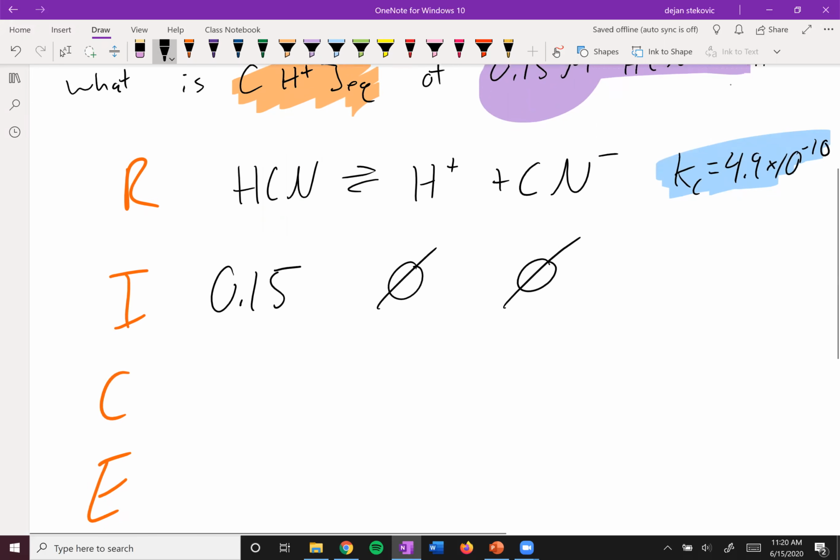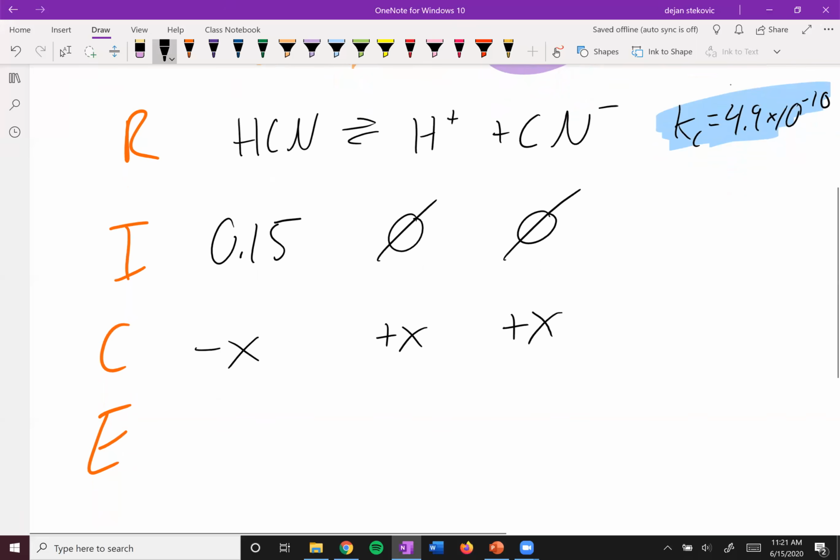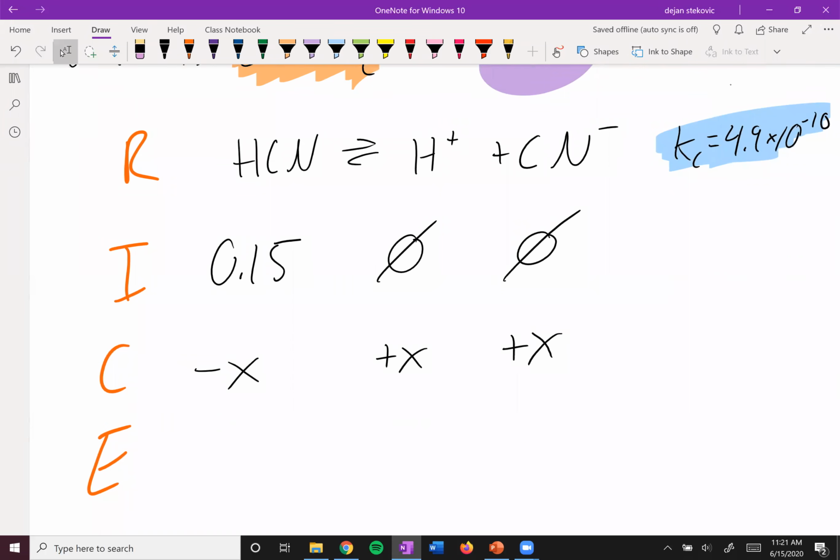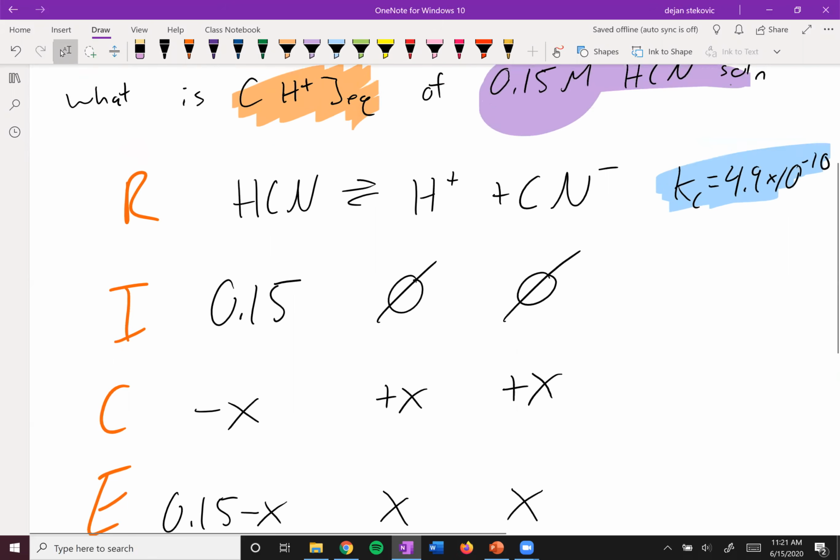And then we think about the change. We just started the reaction, so our reactants are going to turn into products. So this will be negative X, and then the products will be plus X. All coefficients of 1 because the stoichiometric coefficients are 1. For line E, we add up line I and C. So we do 0.15 minus X, and then here we just have X and X as well.